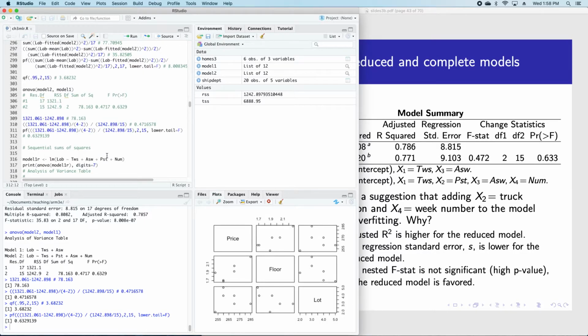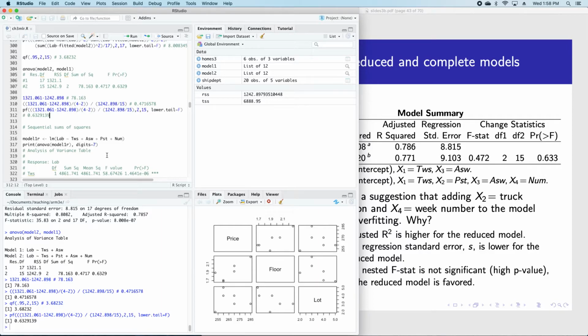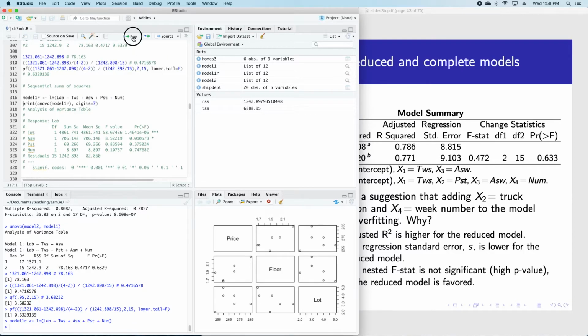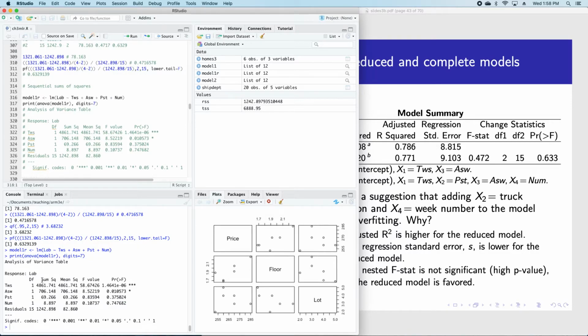One final thing before I wrap up with this video is, in R, if I fit the model, so this is the complete model here, and then I look at the analysis of variance table. This analysis of variance table uses something called sequential sums of squares, and I've called this model 1R because I've reordered the predictors so that x1 and x3 are listed first, and x2 and x4 are listed last.